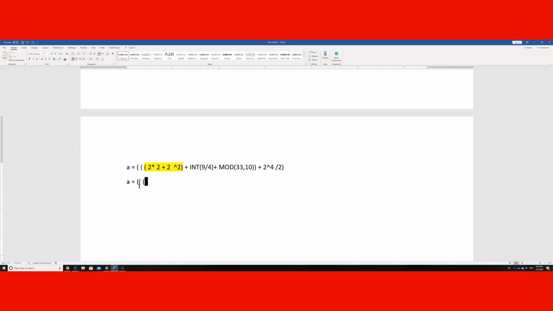Which one is the highest? We have multiplication, we have addition. The highest is the exponent, which is 2 raised to the power of 2, which is 4. And I'm going to copy it and paste it. In the test, you're going to really have to write it, or because you're using Word, you could copy and paste as well.